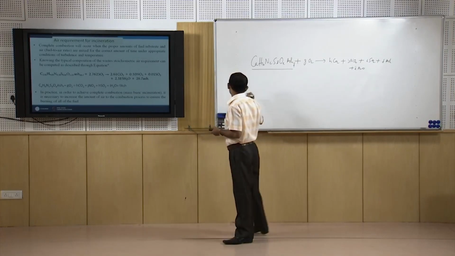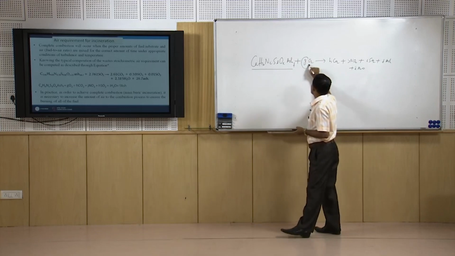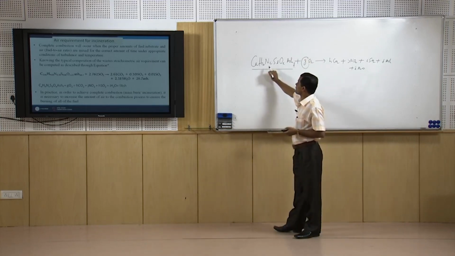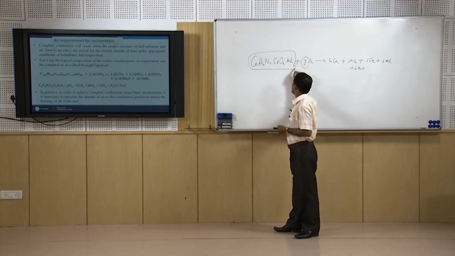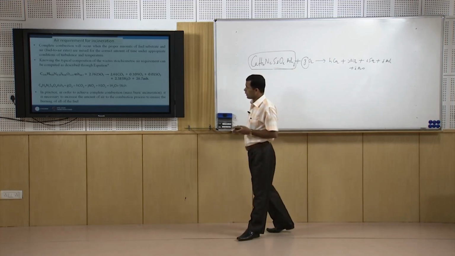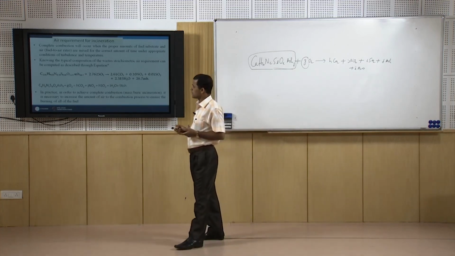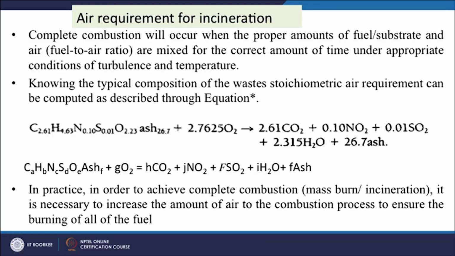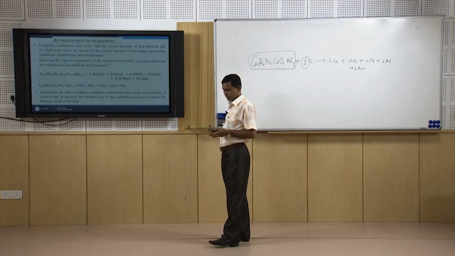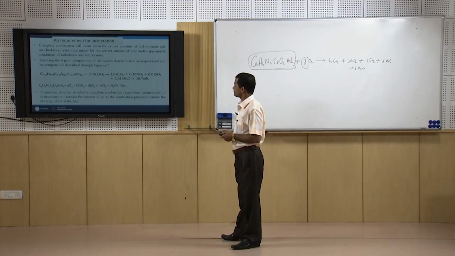So, at first, to calculate the stoichiometric oxygen requirement, we need to get the molecular composition of the material, and one typical example is given here: C 2.61, H 4.63, N 0.10, O 2.23, S 26.7 plus 2.7625 O2, like this. So, this is one typical example of the stoichiometric requirement of oxygen.